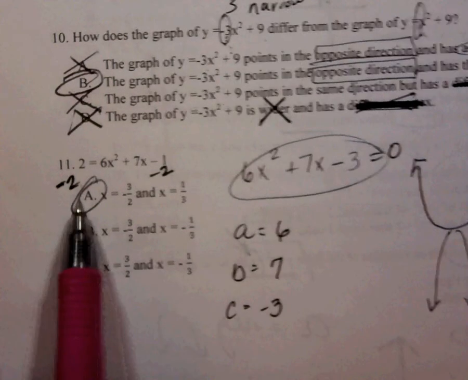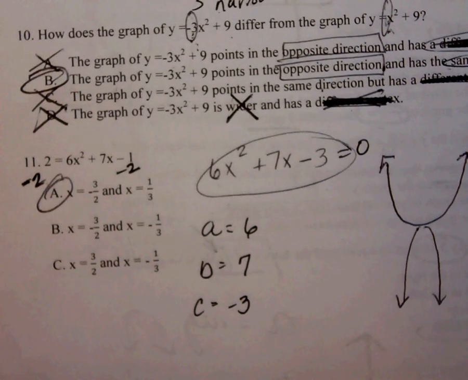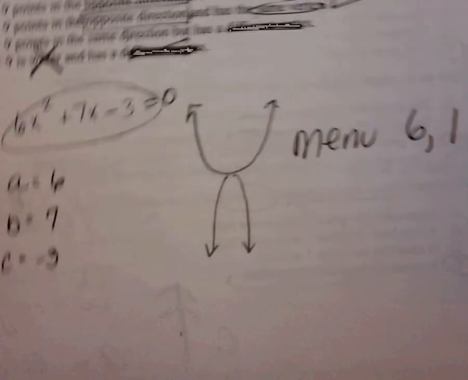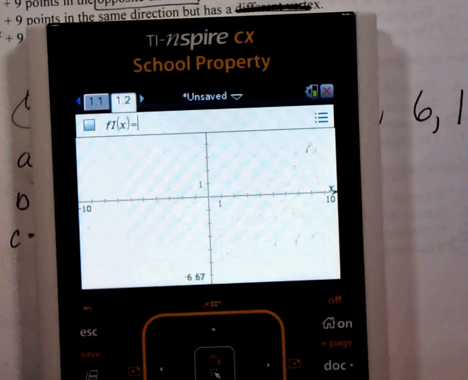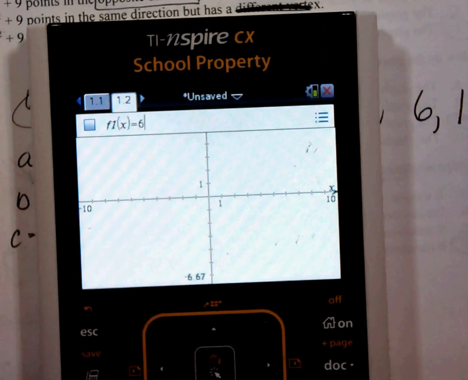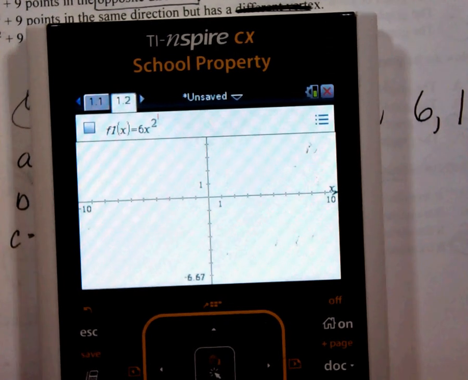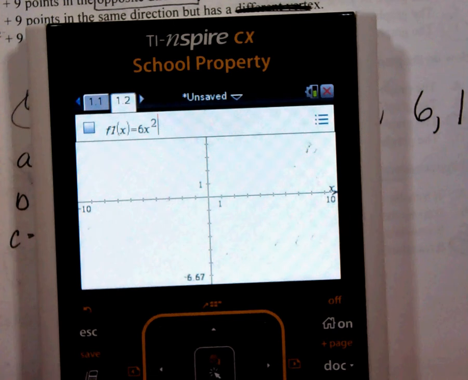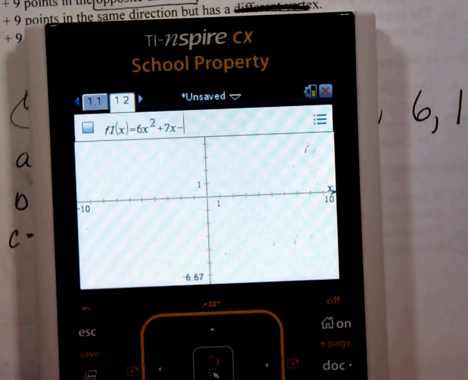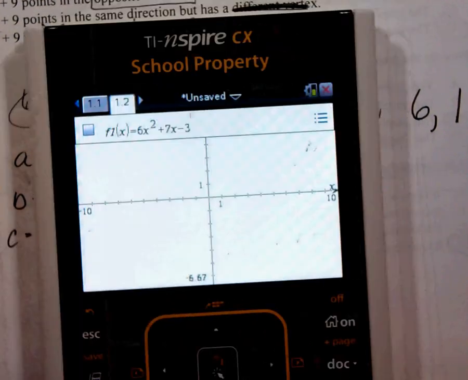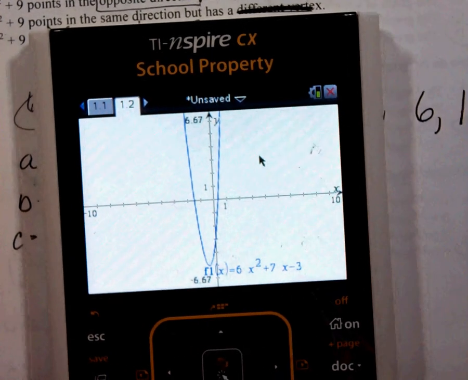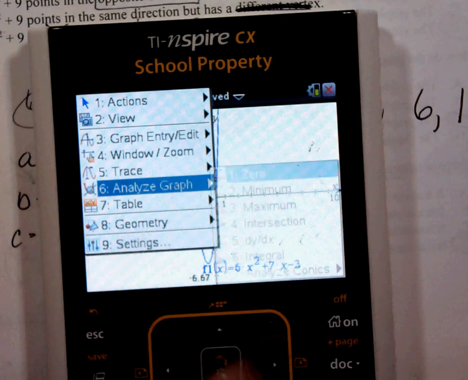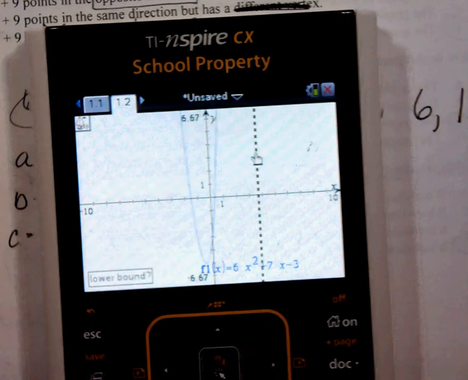You could have also graphed it and went to menu 6-1 in the calculator in the graphing screen. So Control Doc, add a graph. Type in the equation after it equals 0, but don't put the equals 0. So plus 7x minus 3. Checking my work. Don't put the equals 0. You can't have two equal signs. Menu 6 for analyze, and then 1 for 0.